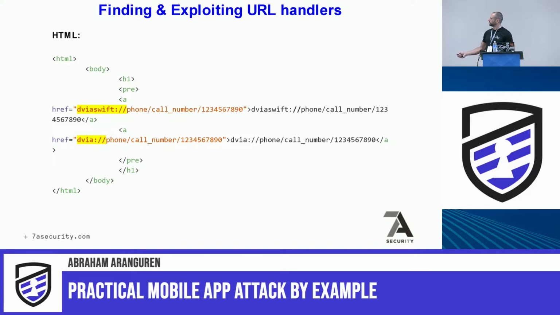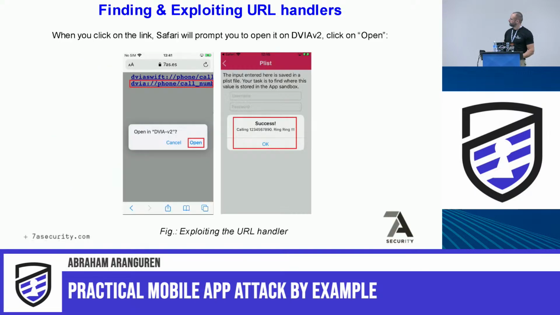Of course, you could also do this from an attacker website. If the victim navigates to an attacker-controlled website, that website can also invoke the deep links from there. So this is what the URLs look like. Now, in a real attack, you would not show the URL. You would show something enticing for the user, like click here to win an iPad.